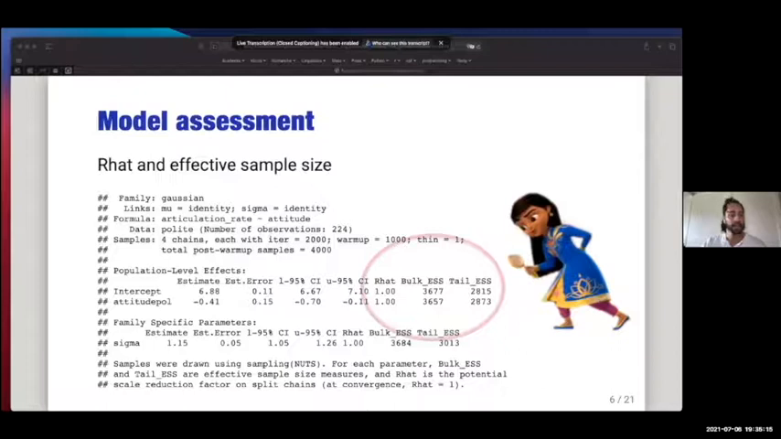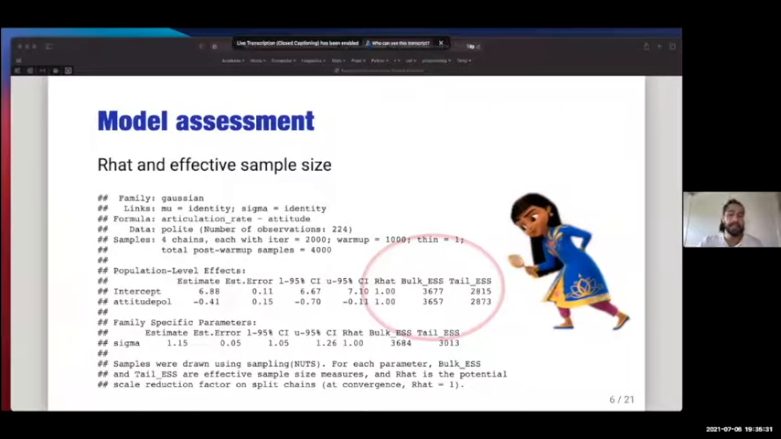Now, I'd like to call your attention to this part of the table. You have already noticed these 3 columns on the right-hand side, again, this is R hat, bulk effective sample size, and tail effective sample size. So what is this all about?